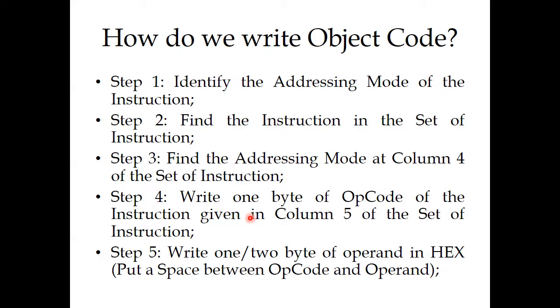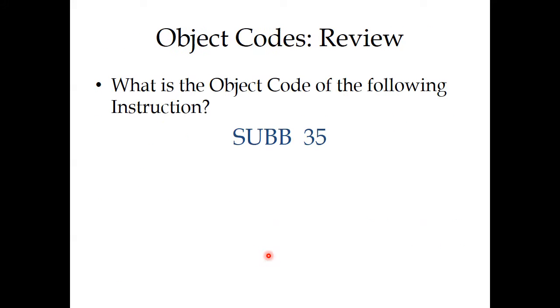So we find the opcode from column 5, and the very last step, we write 1 or 2 bytes of operand in hex. Remember, most instructions have an operand. So we just write the operand in hex and put a space between the opcode and operand. The operand can be 1 byte or 2 bytes, depending. Now let me show you an example, and then let me tell you how exactly I got that.